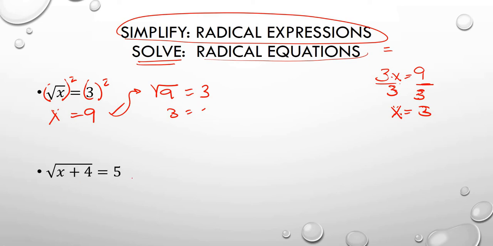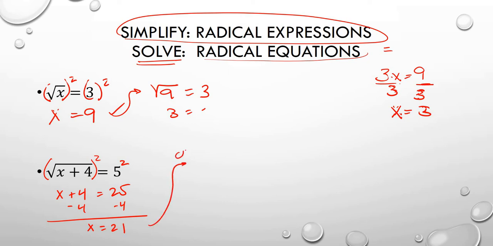The square root of x plus 4 equals 5. If I square the square root, I'm back to where I started. If I square the 5, I have 25. Subtract 4 from both sides, and I get x equals 21. Again, to check this, I'm going to go back to my original, plug in my number, I get the square root of 25 equals 5, which is in fact true.